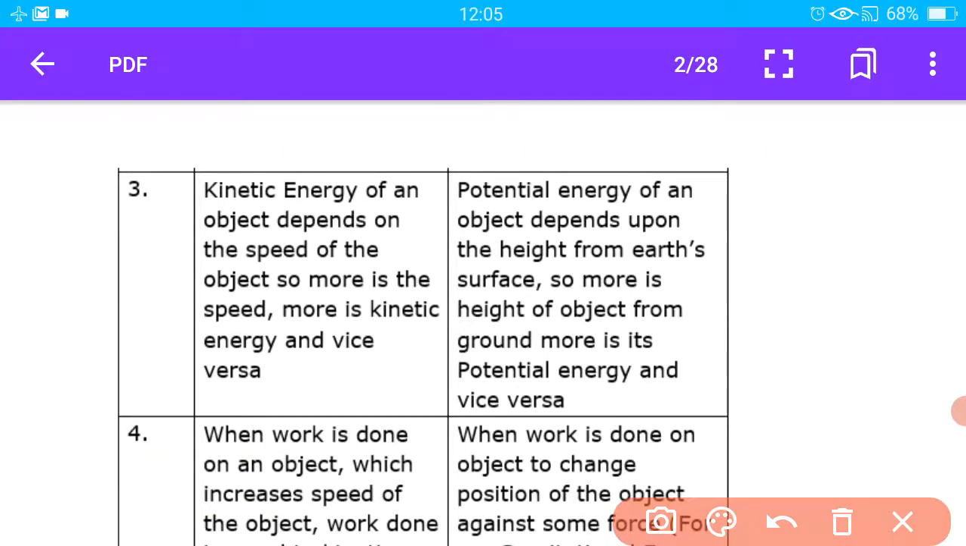Third point of kinetic energy. Kinetic energy of an object depends on the speed of the object, so more is the speed, more is kinetic energy and vice versa. And third point of potential energy. Potential energy of an object depends upon the height from earth's surface, so more is the height of the object from ground, more is its potential energy and vice versa.